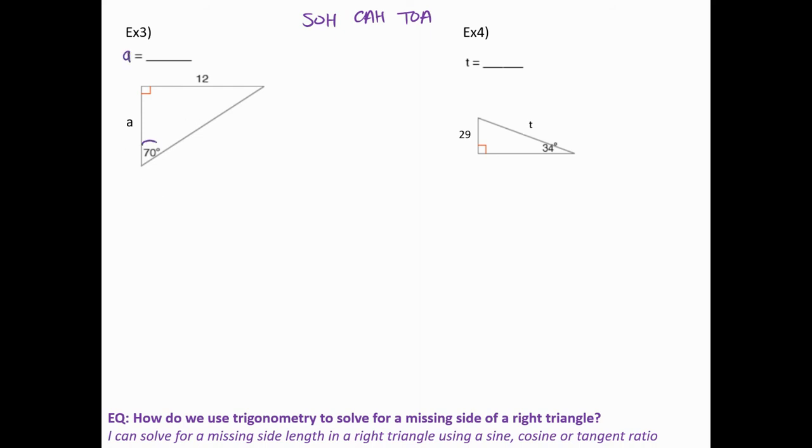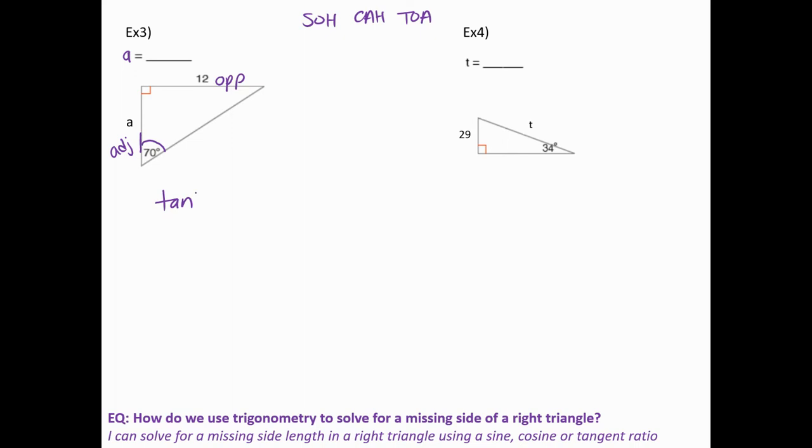So I'm going to mark angle 70 degrees, and I'm going to look at what I have. I have the A, which is next to my angle, so this is going to be adjacent. And then my 12, which is across from, or opposite. So again, looking for adjacent and opposite, I see that up here in my tangent. So in that last part, it's going to be opposite over adjacent, and I'm using my tangent.